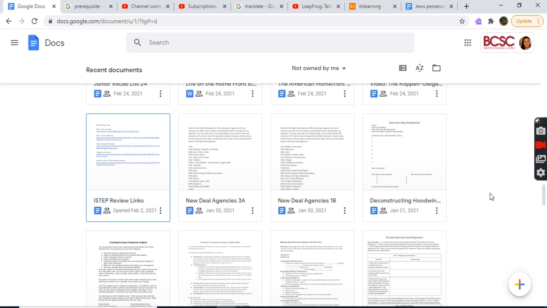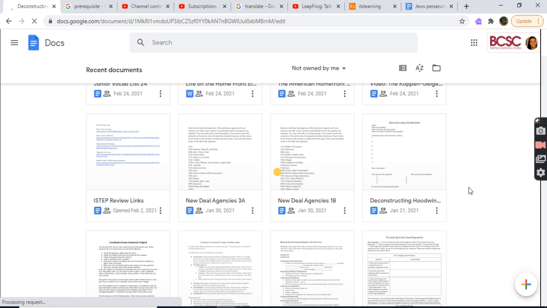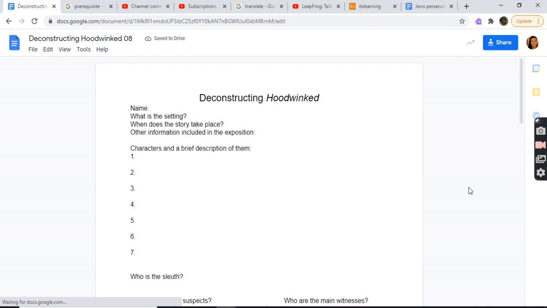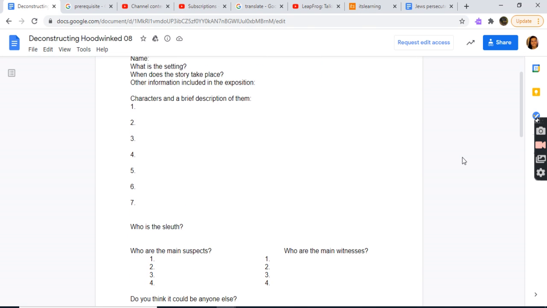I'm gonna do Deconstructing Hoodwinked. This was made by a mystery class. Deconstructing Hoodwinked. Name. What is the setting, when does the story take place? Other information includes the exposition. Characters and a brief description of them, like 1, 2, 3, 4, 5, 6, and 7.